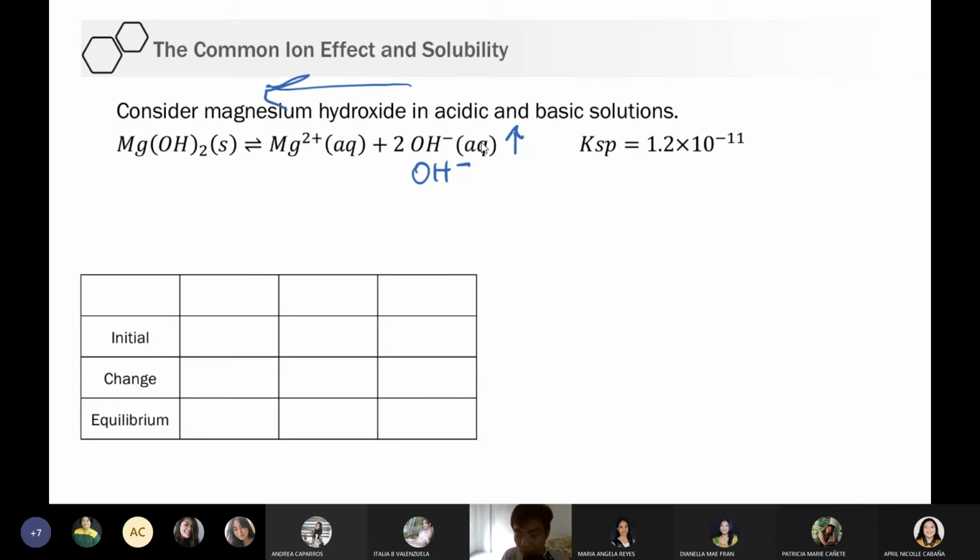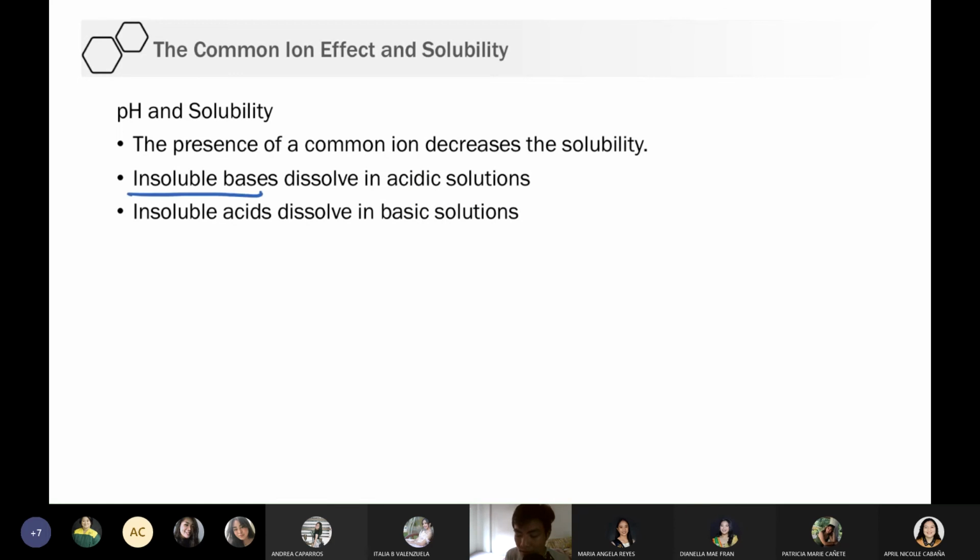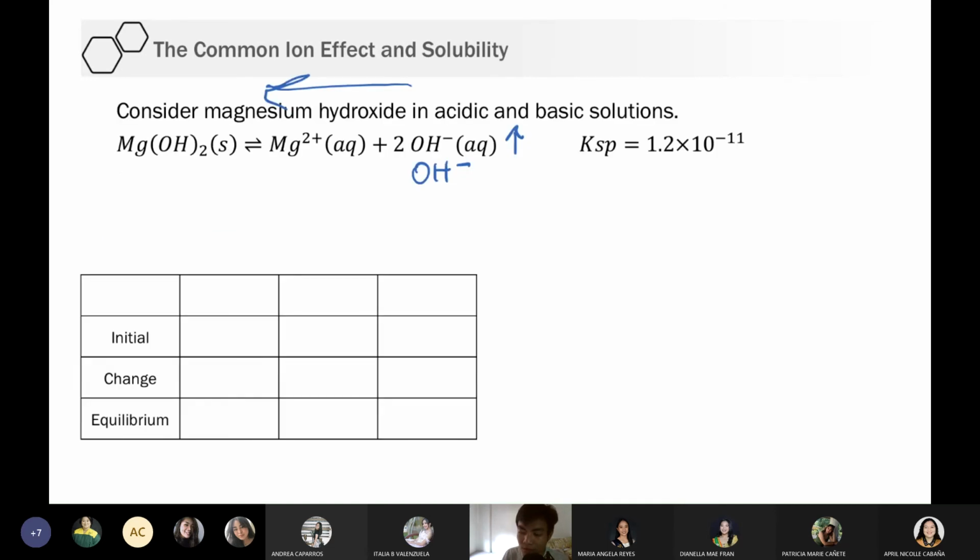Okay? So again, pag insoluble base, it will be dissolved better in acid. Pag insoluble acid naman, it will dissolve better in basic solutions. No? So, ganun lang. So, for this problem, alamin natin at what pH siya mas magiging soluble. At what pH mas magiging soluble to. Okay. So, paano natin malalaman at what pH to magiging soluble?